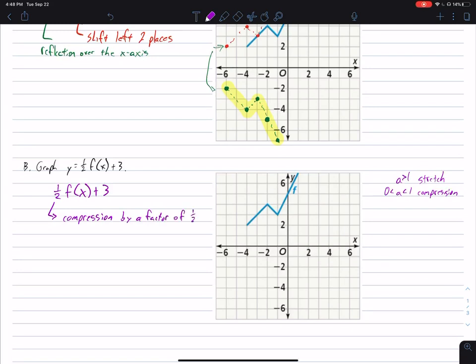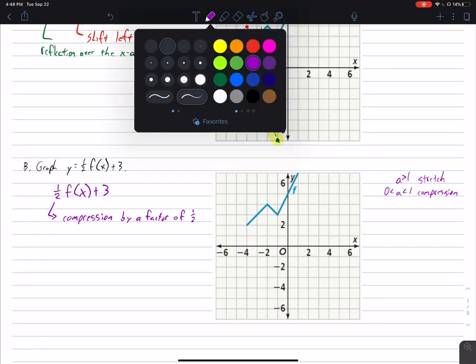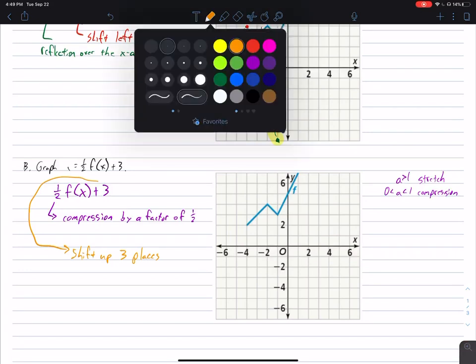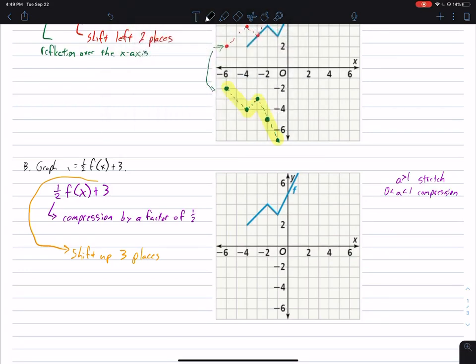So what does that mean? That tells me my y values are basically going to be cut in half. So the distance from the points to the x-axis will be cut in half. Now what color are we going to use here? Let's just go with orange. This plus 3 tells me that this is going to shift up 3 places. That 3 is outside of the parentheses, so that tells me it is going to shift up, so it's a vertical shift.